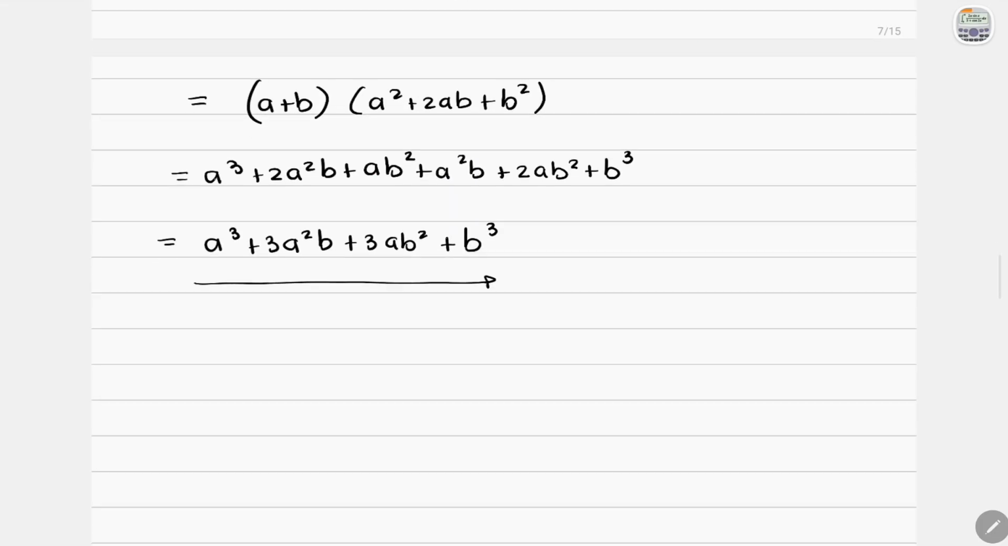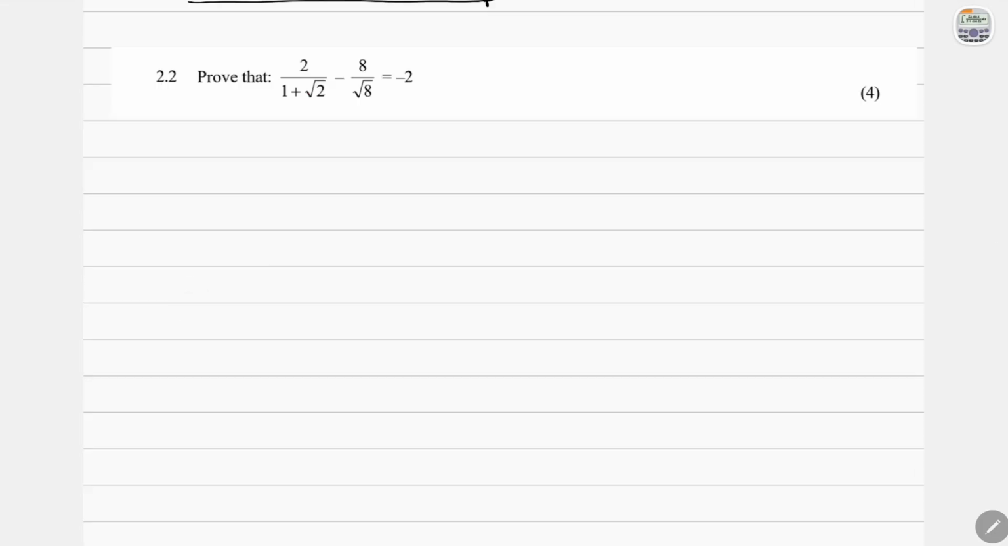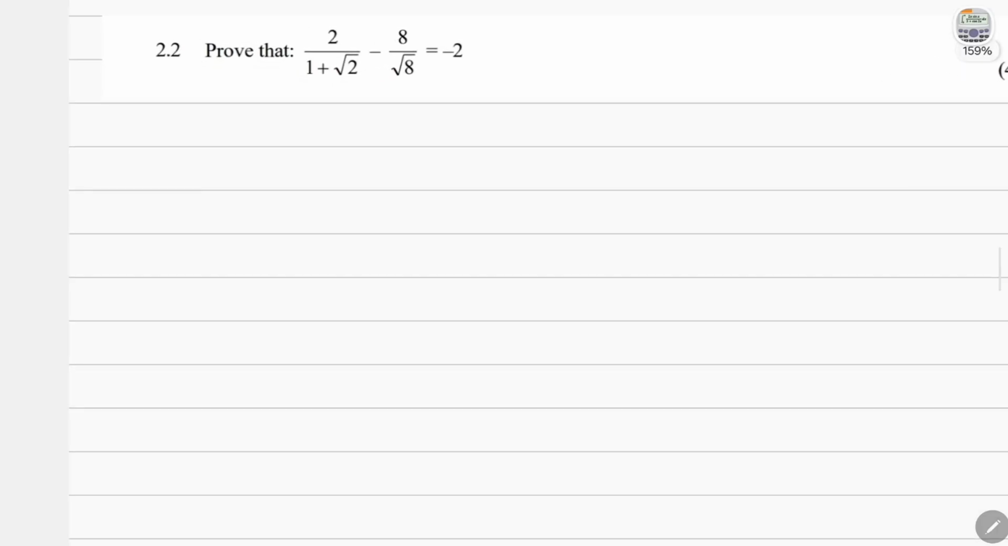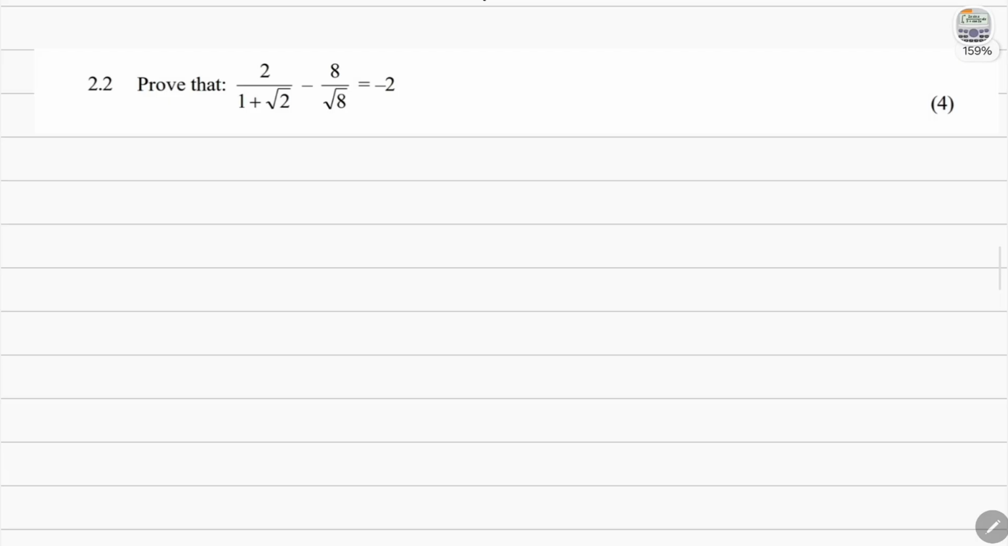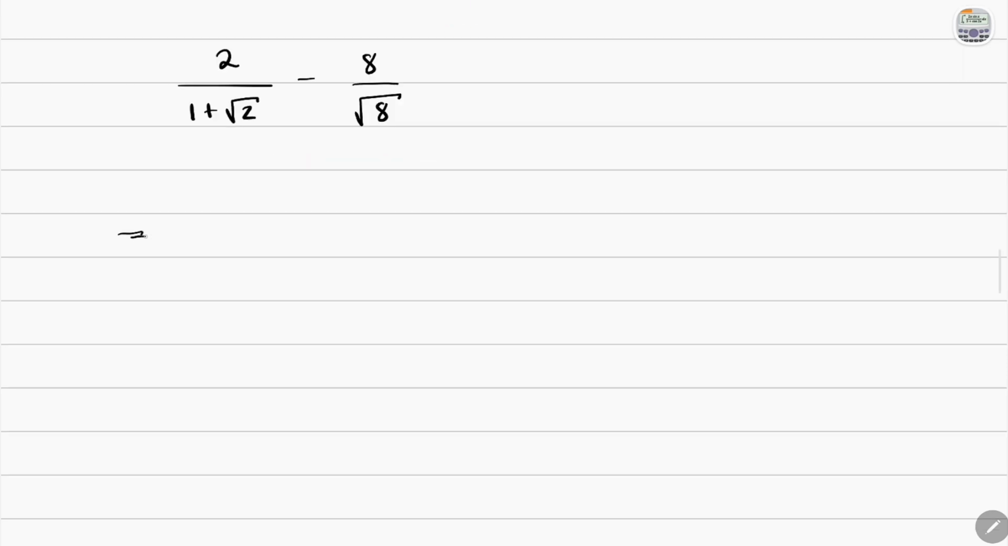Moving on to the next question. Question 2.2 says, prove that 2 over x plus the square root of 2 minus 8 over root 8 is equal to negative 2. So we need to show that this actually ends up giving us negative 2. Okay, let's rewrite this. So this is equal to, let's simplify. The only thing to simplify right now would be with this.